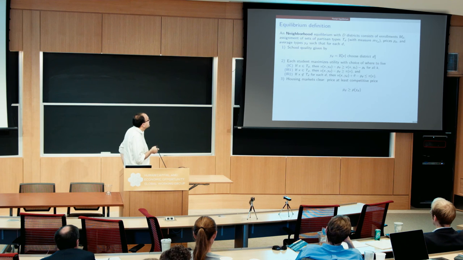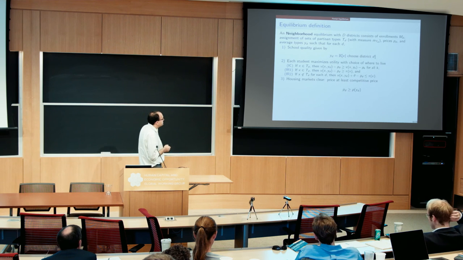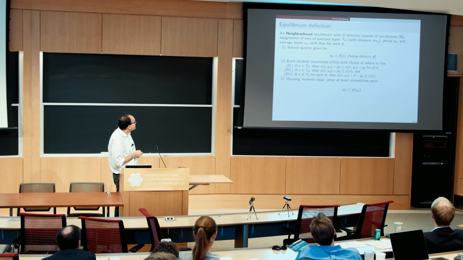We look at these two other constraints. These are IR constraints, so I have to be doing at least as well as my outside option. And if I don't live in the town, my utility has to be less than my outside option. And then finally, the housing market clears with the competitive price. So I'm missing a theta here, I'm sorry.